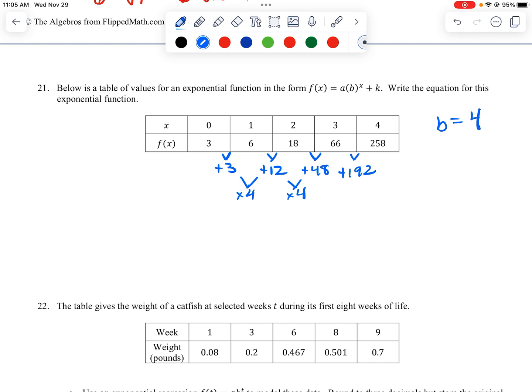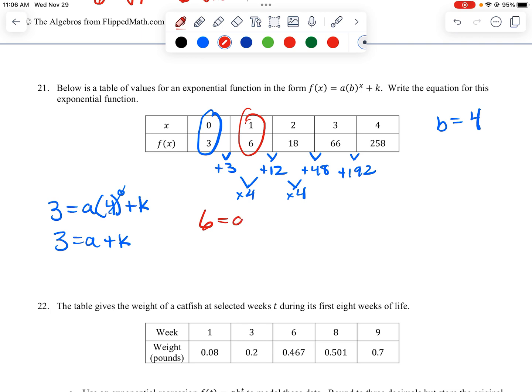So if I was to write two equations here, I could take this one and say 3 equals a times 4 to the 0 plus k. Well, that's 1, so 3 equals a plus k. And then if I was to write another equation, 6 equals a times 4 to the first plus k. So 6 equals 4a plus k. And then this is where we had to solve this system.